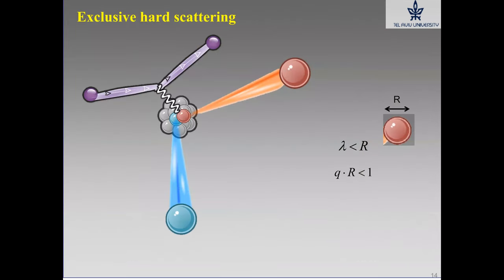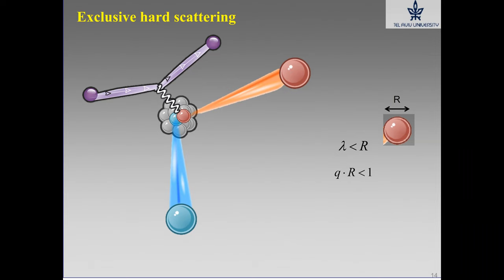So let's first talk about the tools. We are talking about exclusive scattering, which means we are coming with a high energy probe. And we want the probe to have a wavelength, the de Broglie wavelength, which is shorter than the size of the target. And we want the momentum transfer to be big enough.